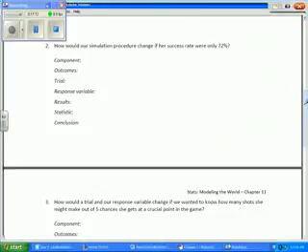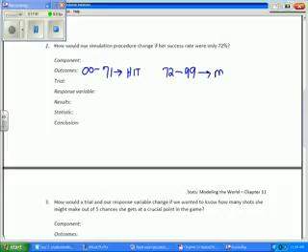So our component is the same. Our outcomes would be this, 00 to 71 represents a hit, because how many numbers is that? 72 numbers, okay. And then what is the rest of this? 72 to 99. So these are all then two-digit things, represents a miss.